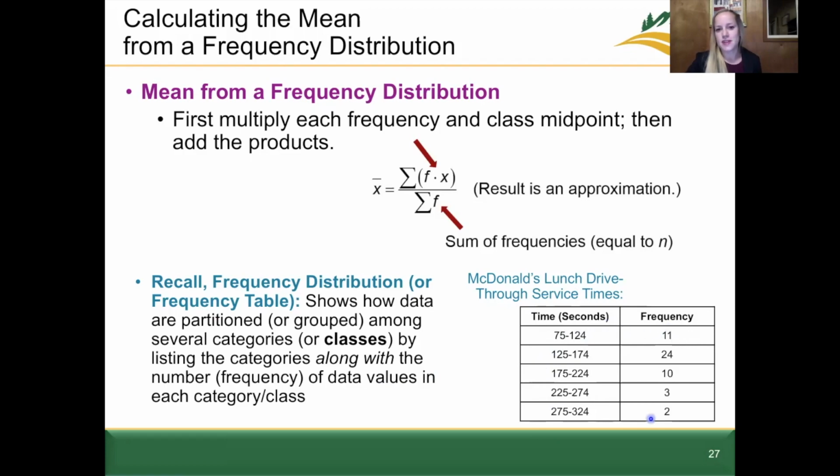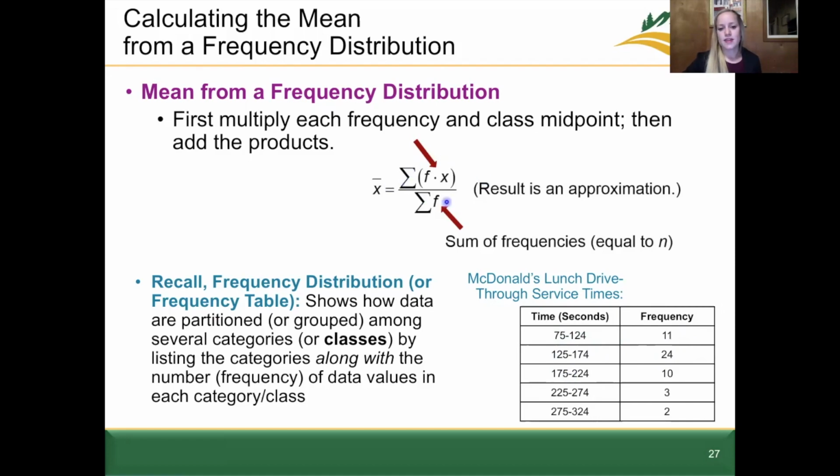So if we had 50 customers total or 50 cars total go through the drive-through, then 11 of those 50 cars got through the drive-through between 75 and 124 seconds. 24 of those cars got through the drive-through between 125 and 174 seconds. Okay, now with a frequency distribution table like this, we can calculate a mean, and here's how we do it.